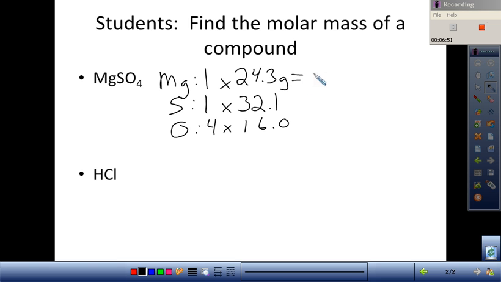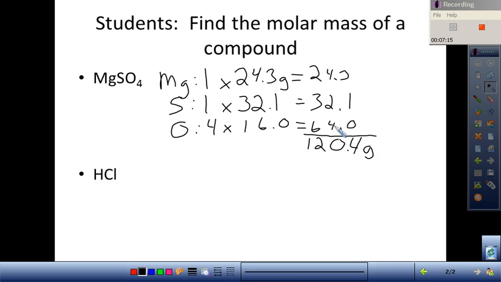Okay, and if I multiply these across, 1 magnesium, 1 sulfur, and 4 oxygens. 4 times 16 is 64. And I'm just going to add vertically. So 1 mole of magnesium sulfate will have a molar mass of 120.4 grams.